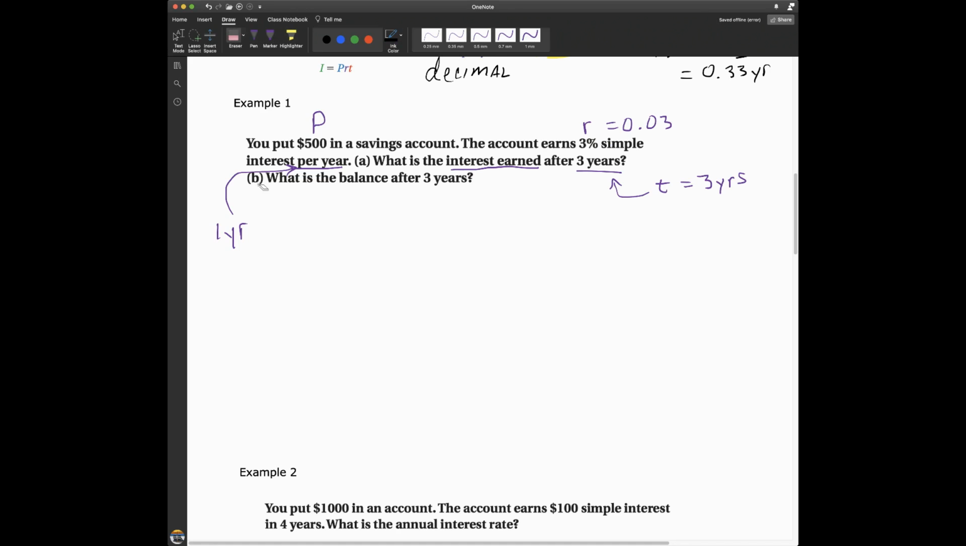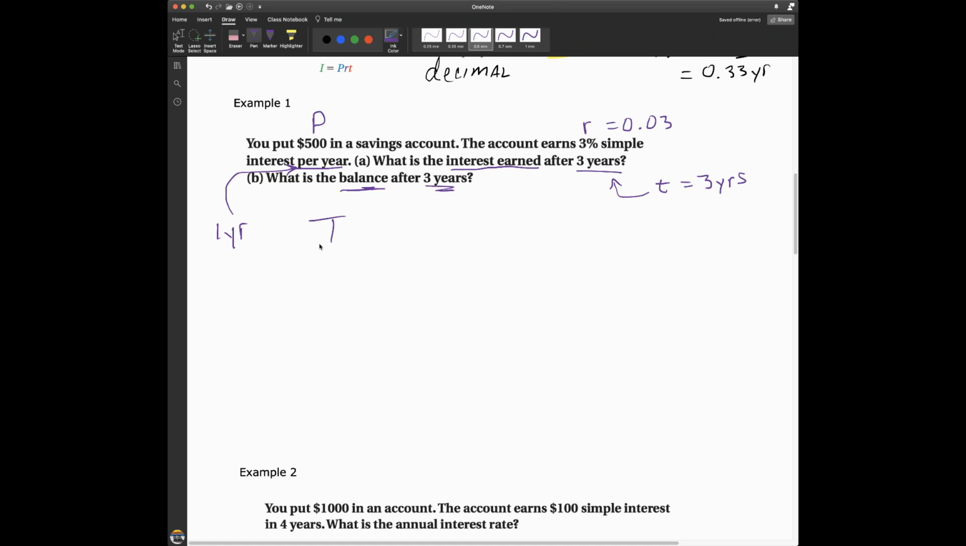Okay, so actually I can take this, well, no, that's fine. "Per year" means 1 year. So what is the interest earned after 3 years? And then this thing called the balance. What is the balance after 3 years? So how much money is in your savings account?